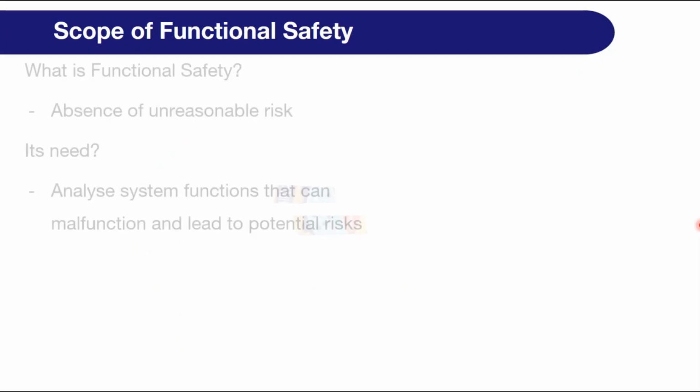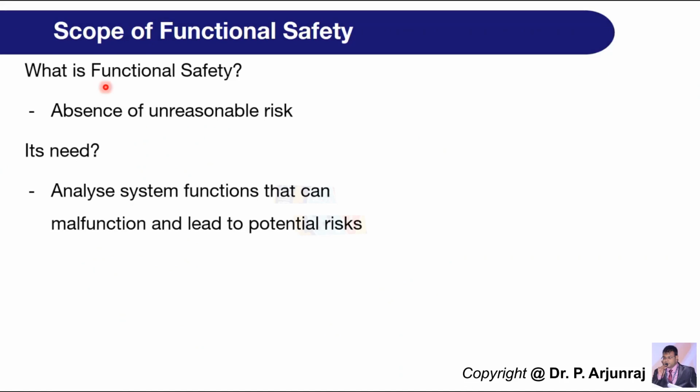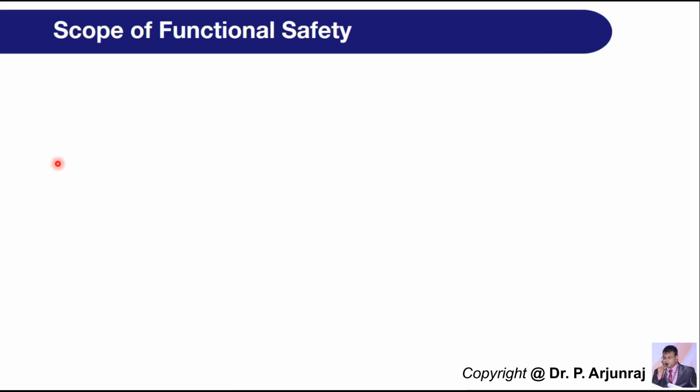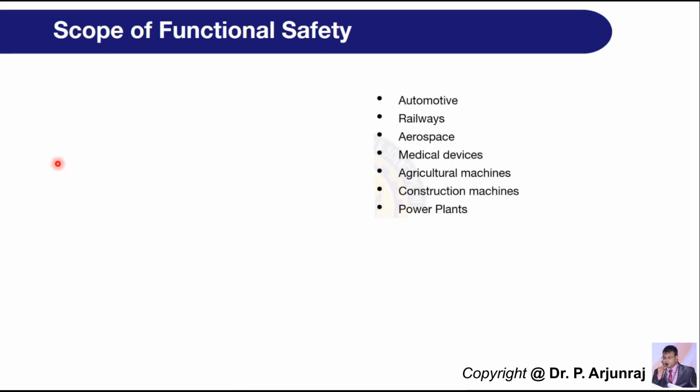So the scope of this functional safety is to look for the absence of any unreasonable risk. The reason why it is needed is to analyze the system function that can malfunction, and also it will lead to potential risks. This is the scope. The scope does not change between the automotive and the off road vehicle. The scope remains same, and this functional safety is applicable for all these areas: automotive, railways, aerospace, medical devices, agriculture machines, construction machines, and power plants. So we have seen various aspects of the functional safety for automotive application, and the same is also applicable for the off road as well.